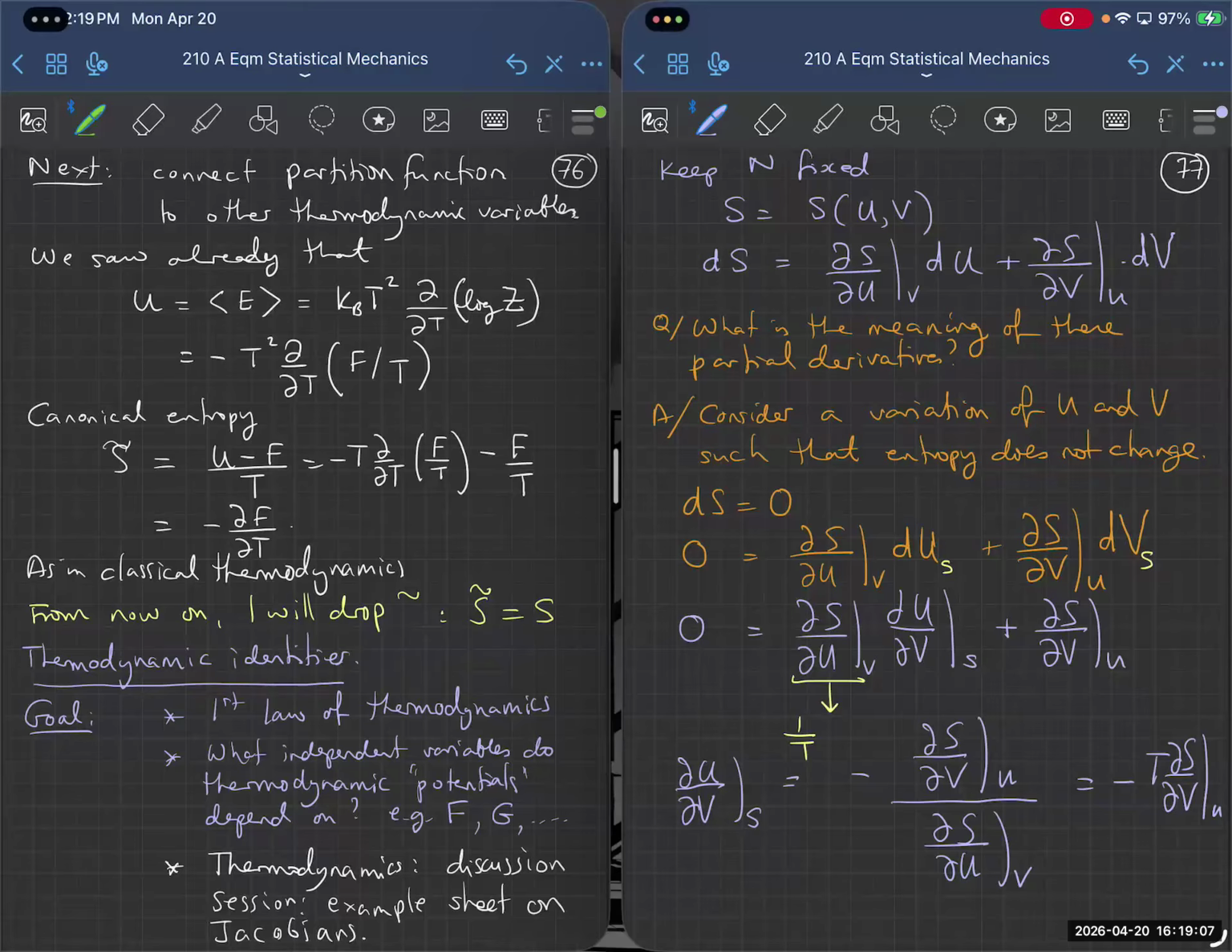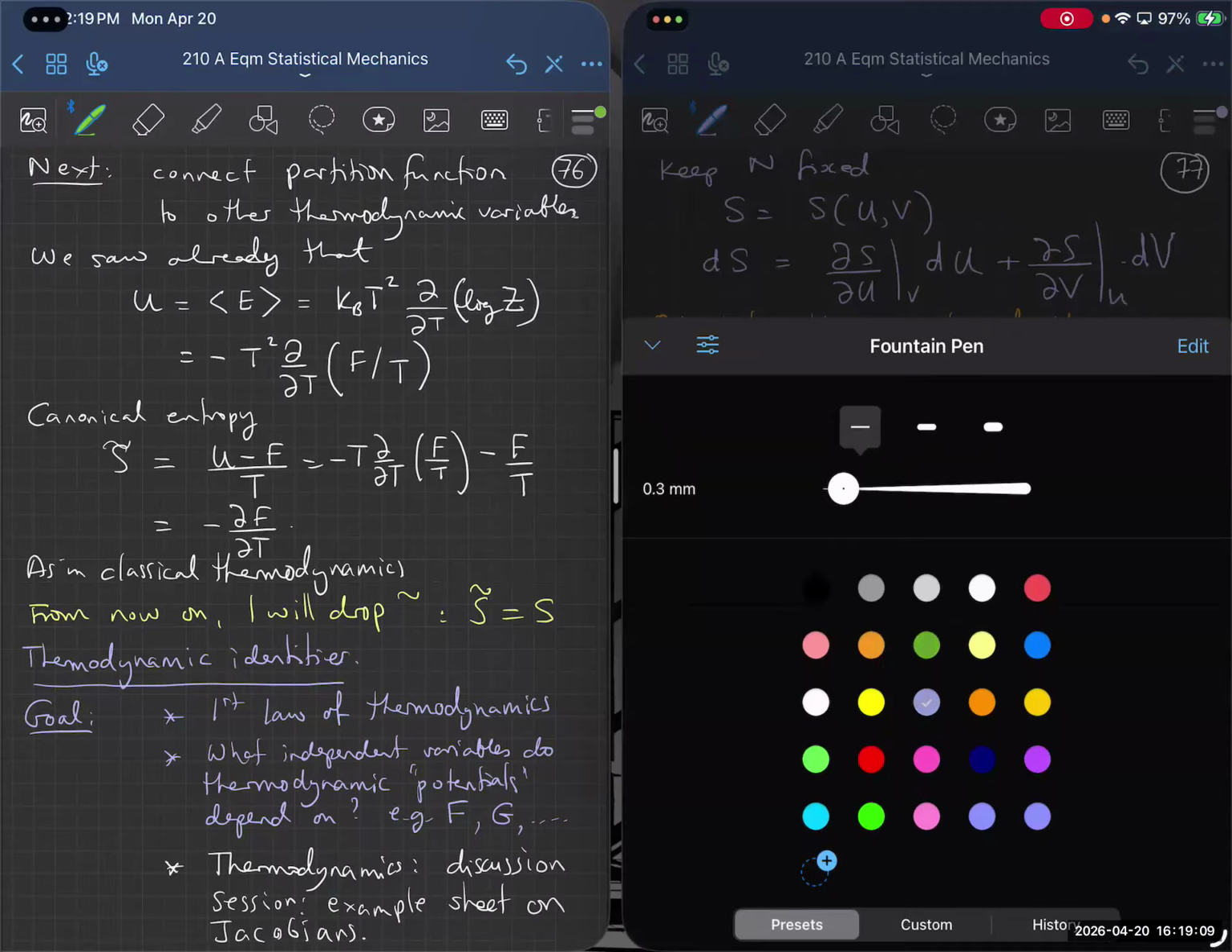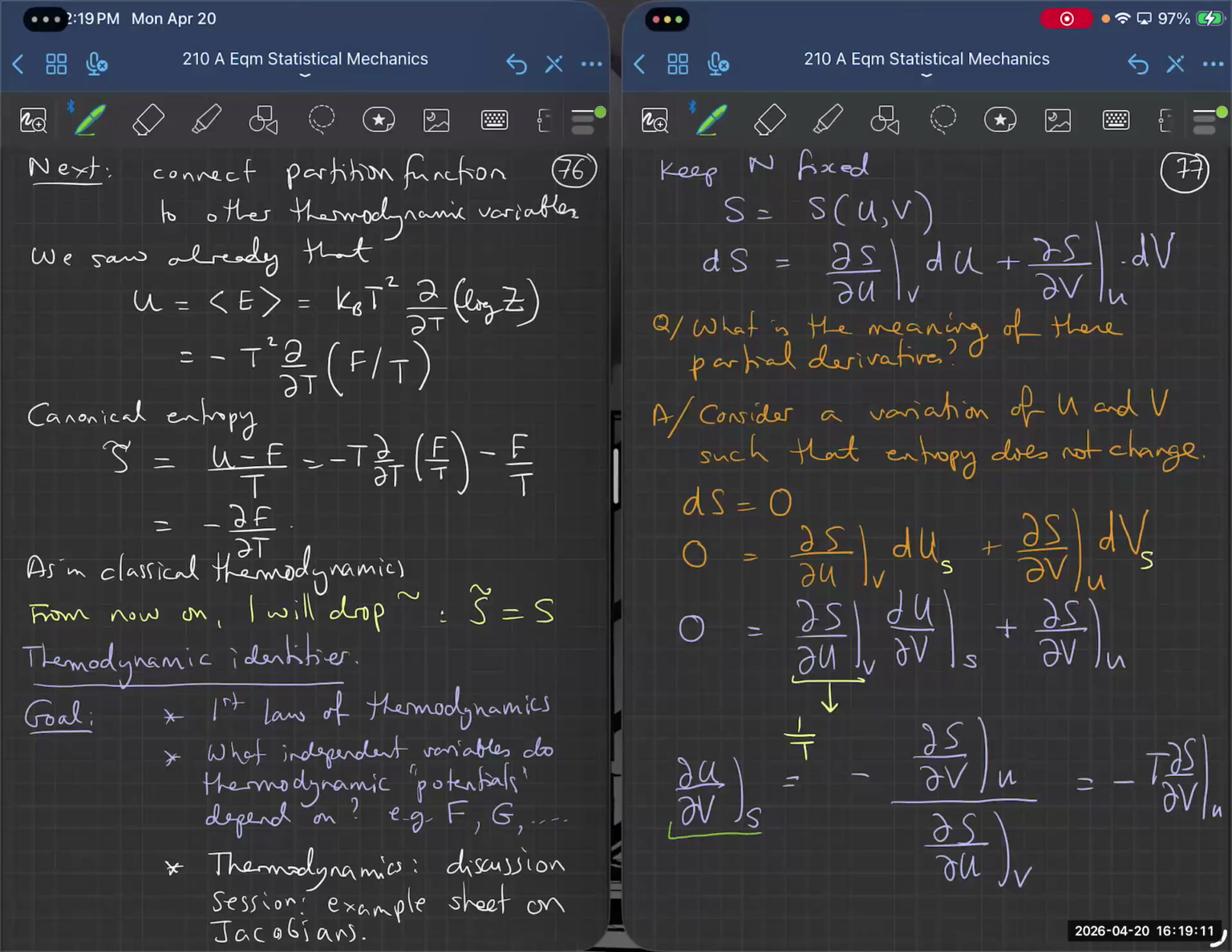But let's go back to what this quantity is. So this quantity over here, du by dv at constant s, tells you how the energy of the system changes when you change the volume, but you keep the entropy constant. So the change is an adiabatic change. That's exactly what we mean by pressure. I move a piston, I change the volume of the system, the energy changes, I'm not allowing any heat to come into the system or leave the system, so that's going to be the pressure. So this thing is the pressure in the system.